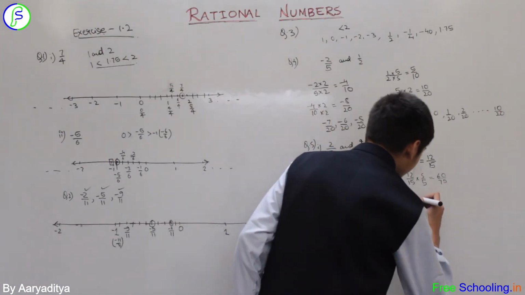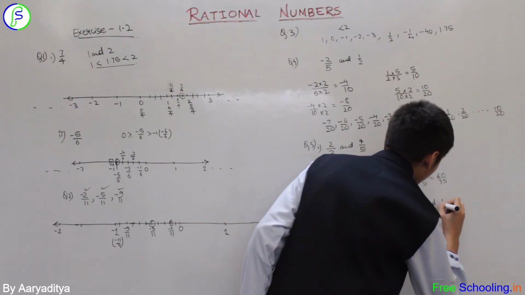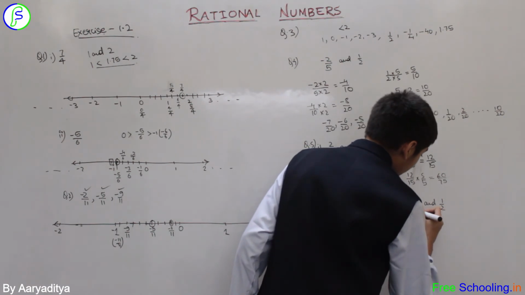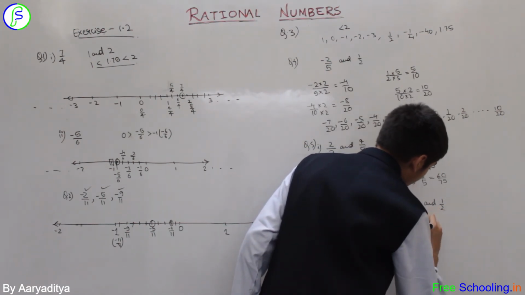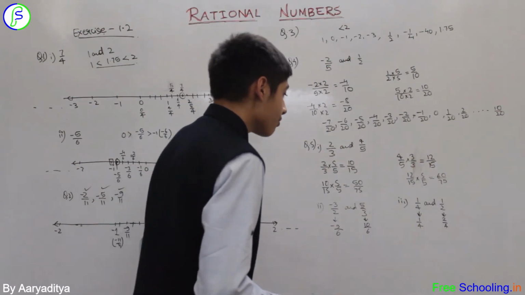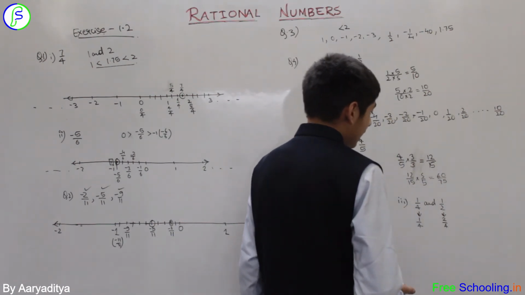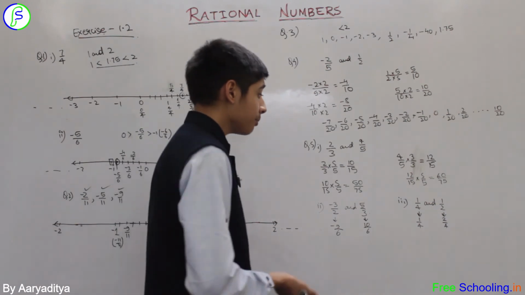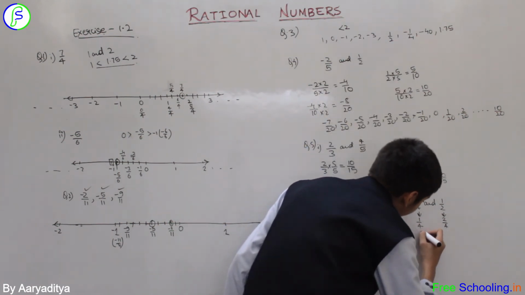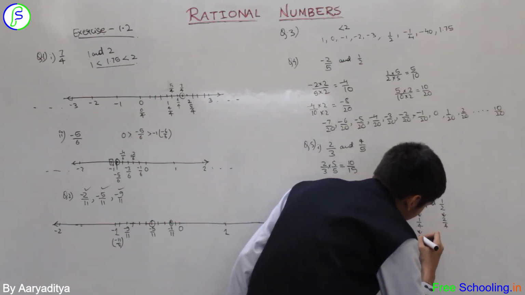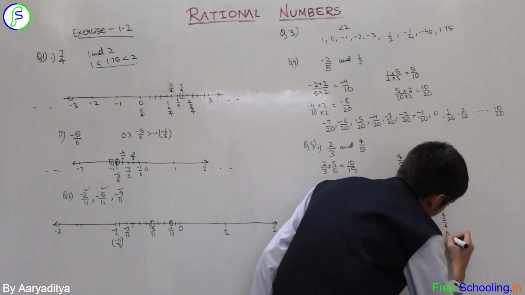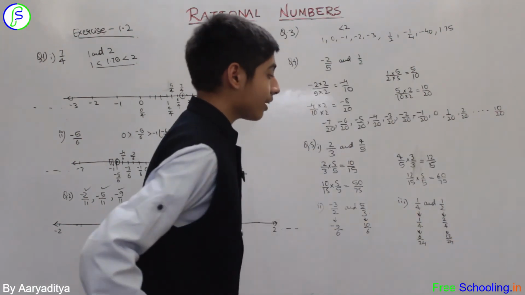Moving on to the third part, let me write it here: 1 by 4 and 1 by 2. Again, taking the LCM out, the LCM is 4. So this comes out to be 1 by 4 and this comes out to be 2 by 4. And then multiplying both by a greater number. As we need to take out 5 rational numbers, we multiply by 6, as I have told you, 5 plus 1. So 1 by 4 into 6 by 6 comes out to be 6 by 24, and here it will be 12 by 24. And here you can take out any of the 5 rational numbers.